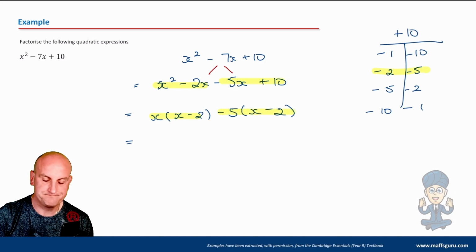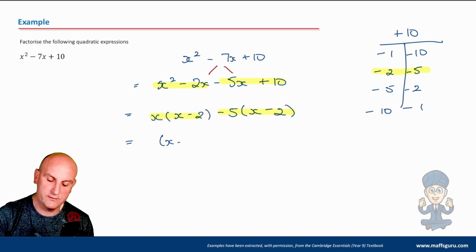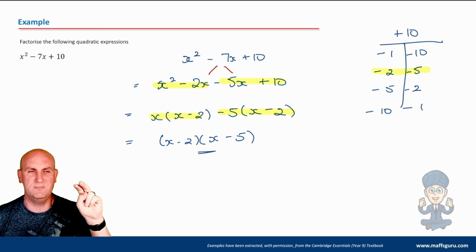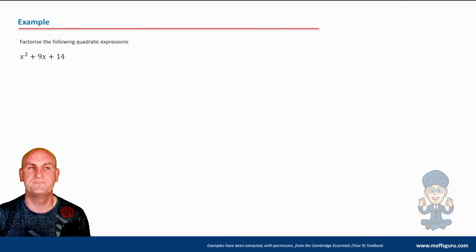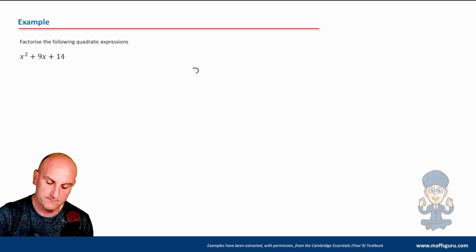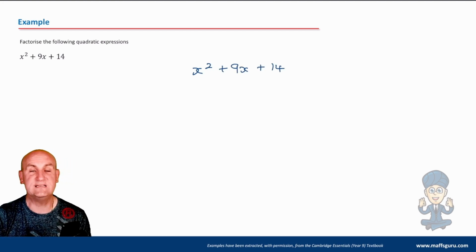We've got two terms. They both share x minus 2. So there we go. We've got x minus 2, x minus 5. And we have turned 3 into 4 to make two binomial products. Anyway, too much information. Last example, let's see what happens here. We've got x squared plus 9x plus 14. Why don't you guys have a go at this first?